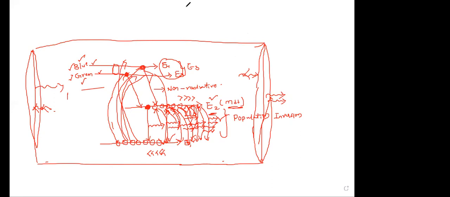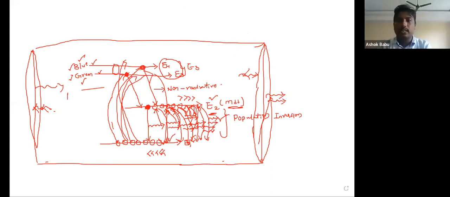Sorry, sir. Okay, only chromium particles are responsible for the transition. Remaining all are absent.